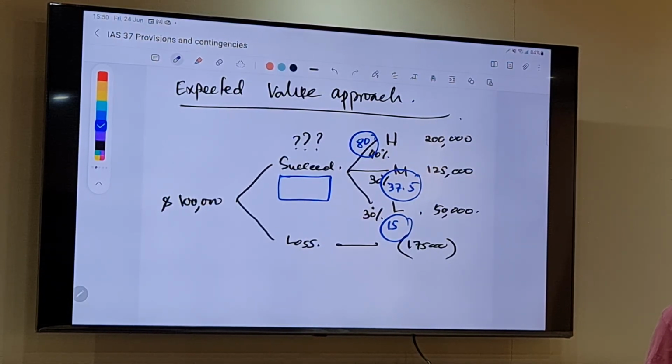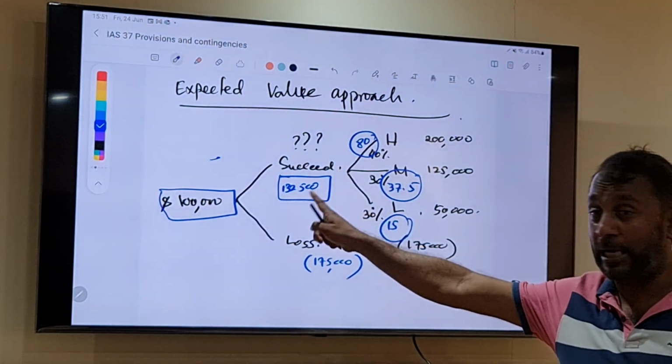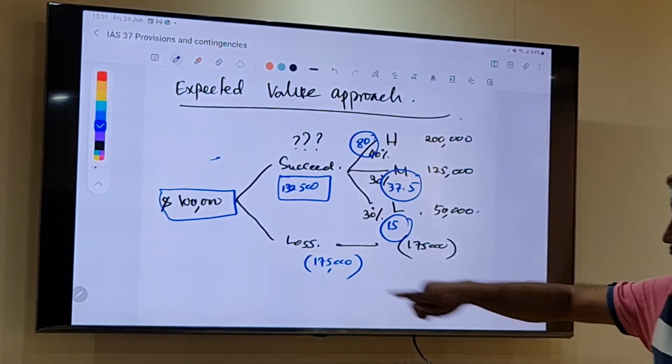So in arriving at a provision, if you have to make a best estimate, and you happen to use mathematics, this is the mathematics you must use. Clear? So how much is the answer here? 80 plus 37.5 plus 15, so 132,500. And if you make a loss, how much is the loss? 75,000. Now how much do you need to invest for this, and how much is your profit? So what is the net answer then? 32,500.